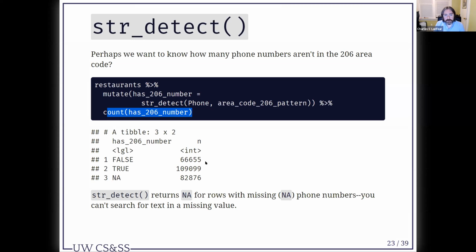This says 66,000 do not have 206 numbers, about 110,000 do have 206 numbers, and I get a missing value for about 83,000. Basically, a regular expression cannot search in a missing value and will return an NA for string detect. So these are ones that did not have a valid phone number, so they've got an NA there. Can't search, returns an NA. Okay. So this might be how you'd use string detect to generate a new variable. This is just a binary variable.